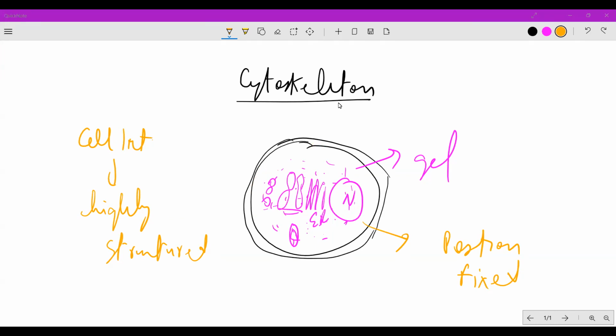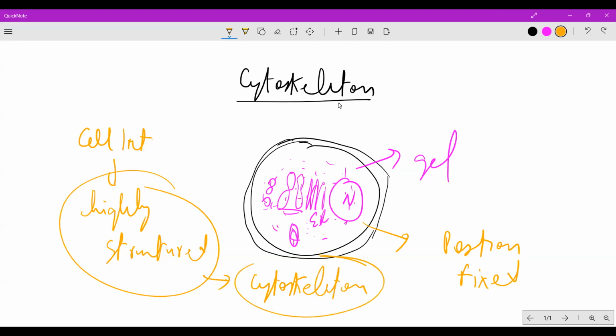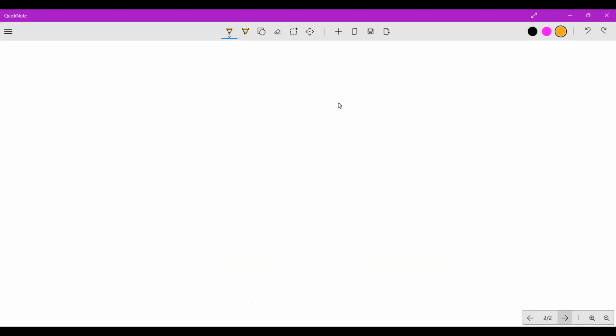Is this very clear? We know the cell interior is highly structured, and part of the structure is provided by something called the cytoskeleton. Cytoskeleton is very important. What is the work of the cytoskeleton? We know it determines the shape of the cell.